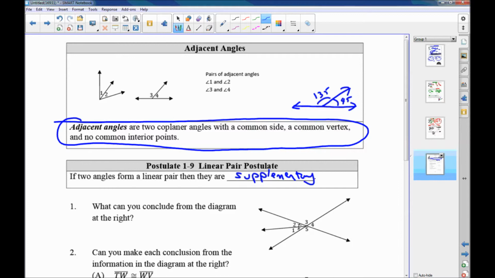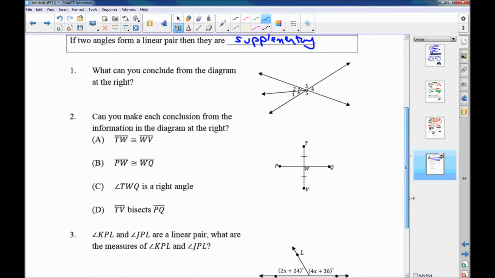All right, what can you conclude from the diagram at the right? Well, let's see. I can conclude that angle 1 is congruent to angle 2. That's the only thing I can really tell from this part of the picture. And that's because of those little marks on there. That means that this ray right here is actually an angle bisector.